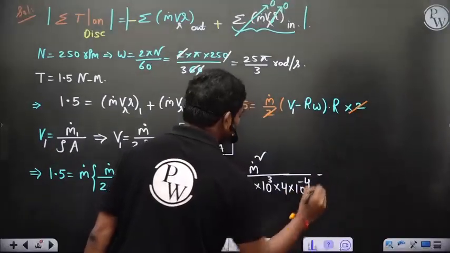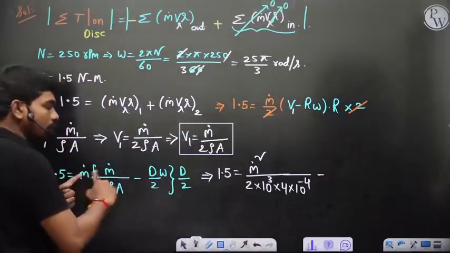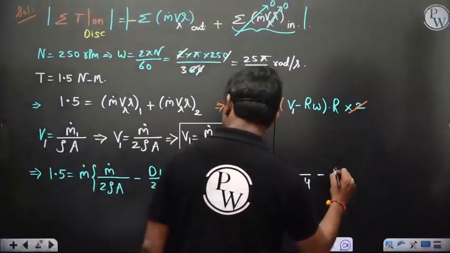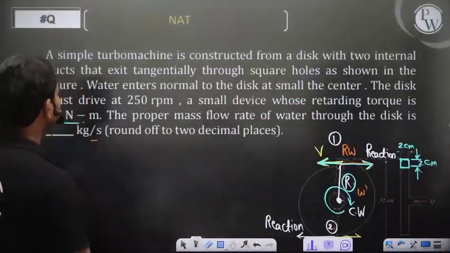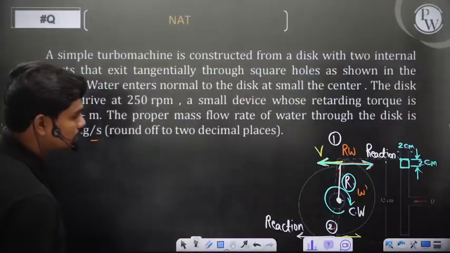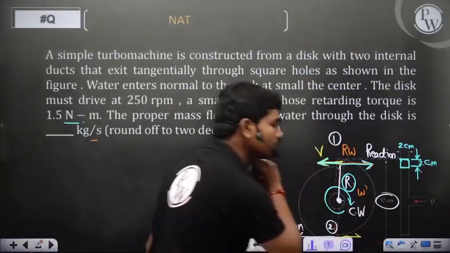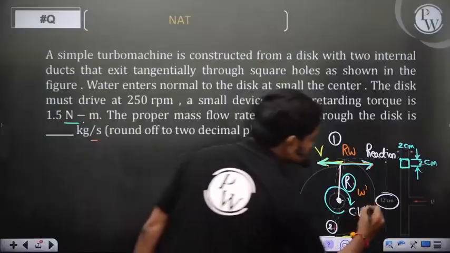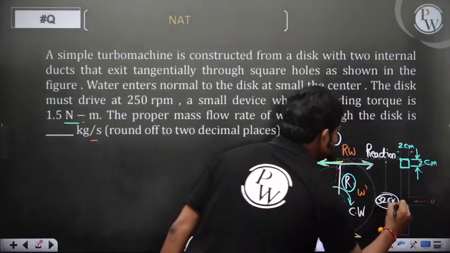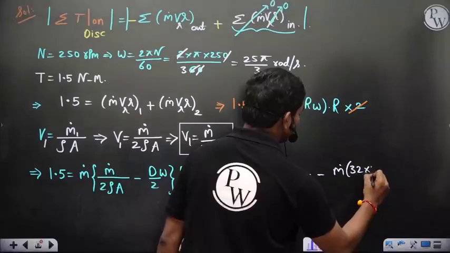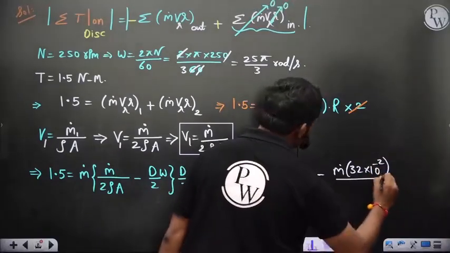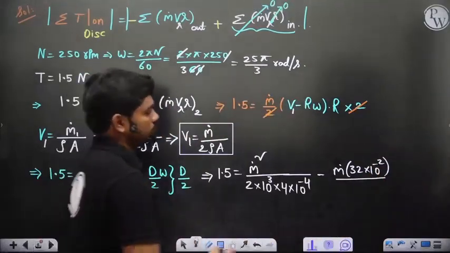So this value minus m dot into d by 2 omega, so m dot times d by 2 omega. So what is d? Diameter. The diameter of this disk is like 32 centimeters. Okay, so diameter is 32 centimeters. They have given this is like 32 centimeters. So m dot into 32 into 10 power minus 2 by 2 into omega.